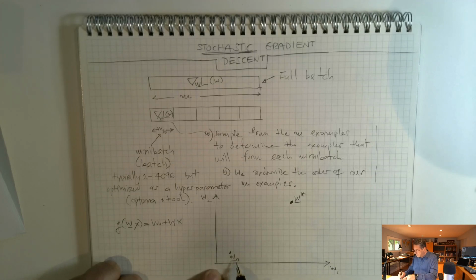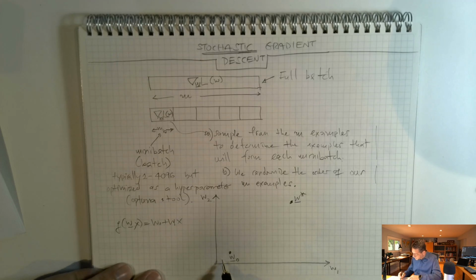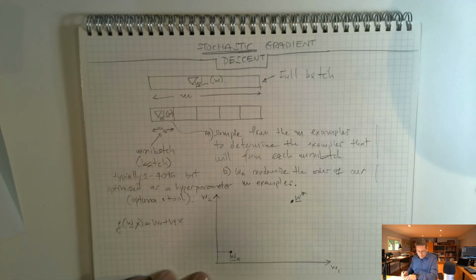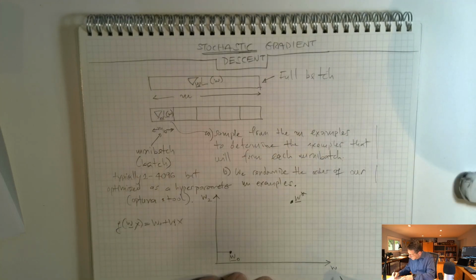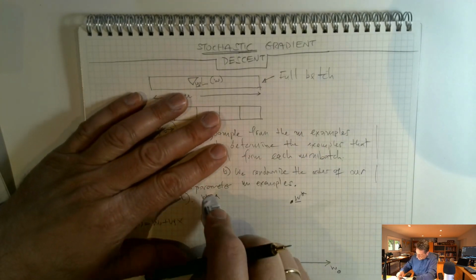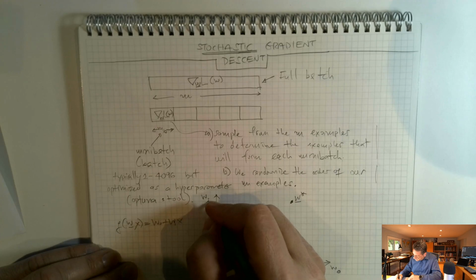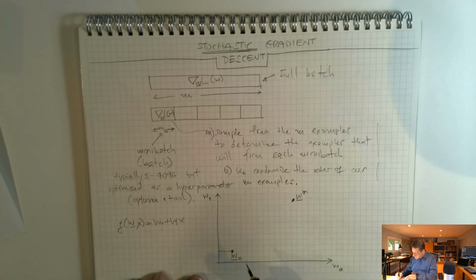Mind you, do not confuse this W0 with one of the parameters of the W vector. Here is the first iteration, the starting point of our W vector. So our W vector evidently has these coordinates, W1 and W2. Okay, in fact I should have called them W0 and W1. So these are our two coordinates, and this is the starting point.